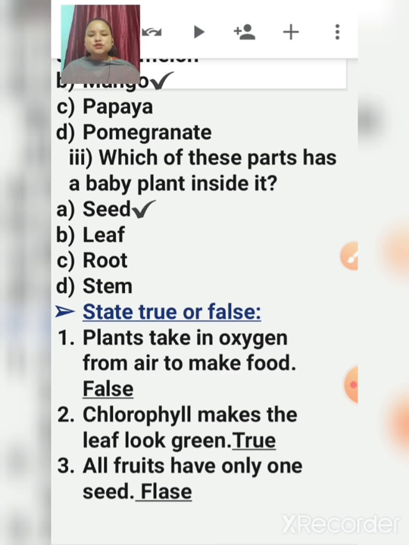Now, true or false? Plants take in oxygen from air to make food? False. Plants take in carbon dioxide from air to make food, and in that whole process they give out oxygen, right? Chlorophyll makes the leaf look green. True. Chlorophyll is a pigment which gives green color to the leaves. All fruits have only one seed. False. Some fruits have one seed and some have several seeds.